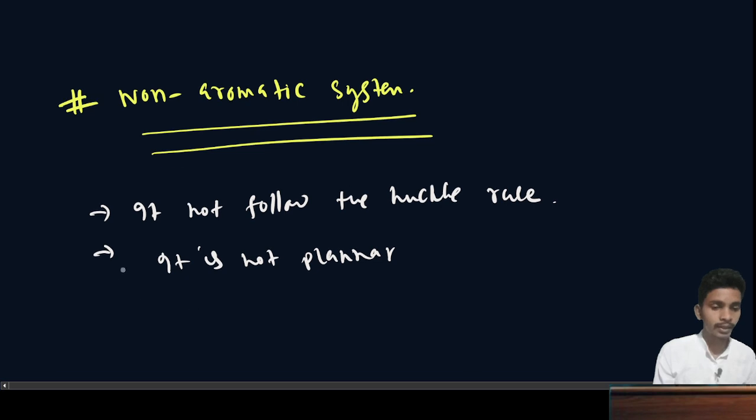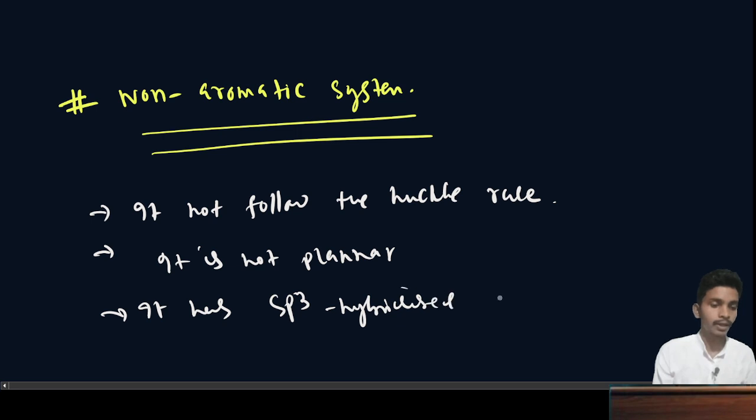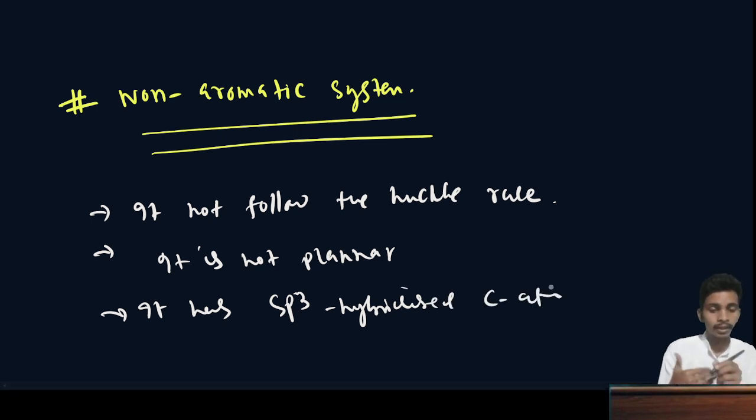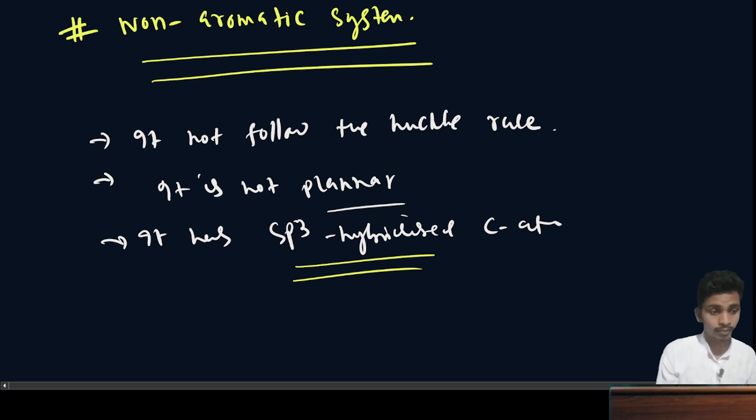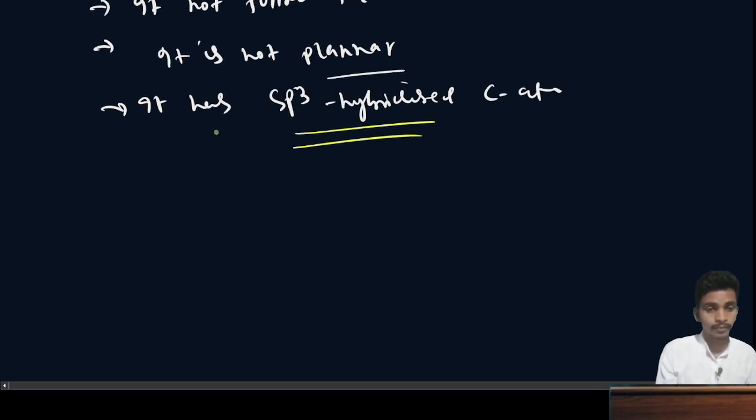It means that it has sp3 hybridized carbon atoms. Unlike aromatic and anti-aromatic systems, which have to be planar, meaning sp2 hybridized, a non-aromatic system is not planar, meaning it has some sp3 hybridized carbon atoms, and it does not follow the Huckel rule. So systems that do not follow the Huckel rule are called non-aromatic systems.